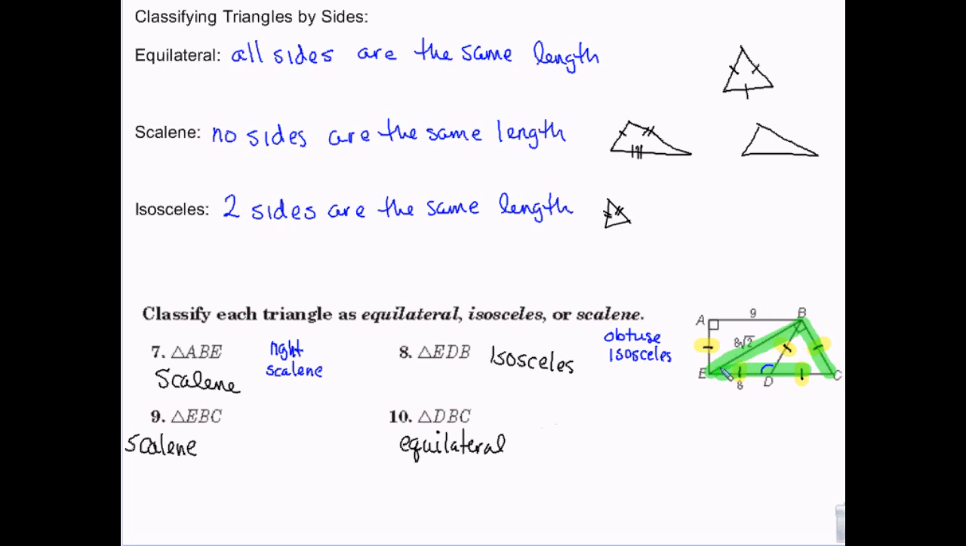EBC, we have that right angle. So that's another right scalene. And then equilateral is also equiangular, so you wouldn't say equiangular equilateral, you just say equilateral. You can have a right isosceles, or a right scalene.